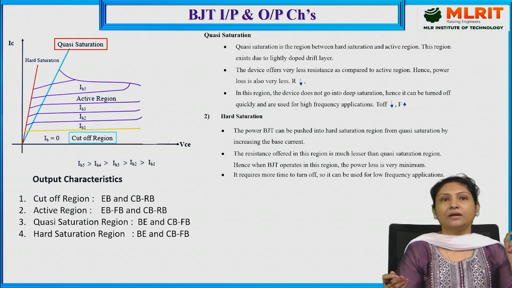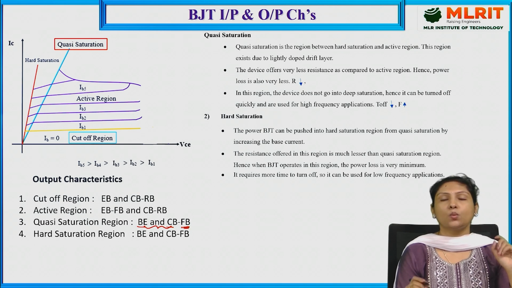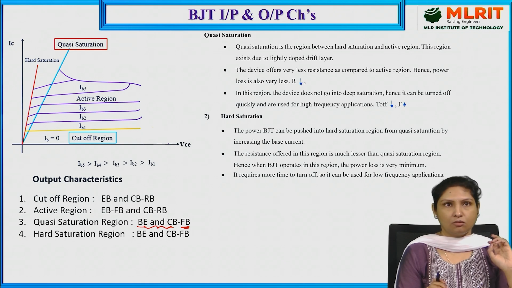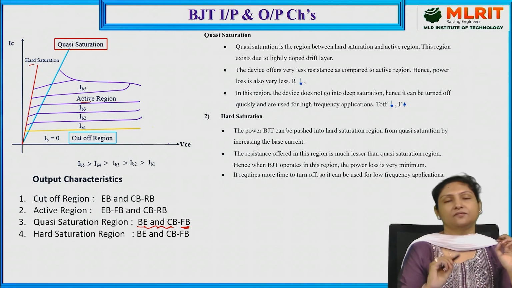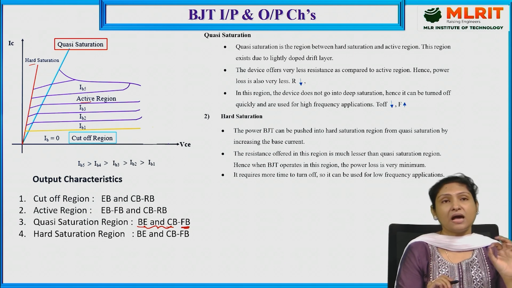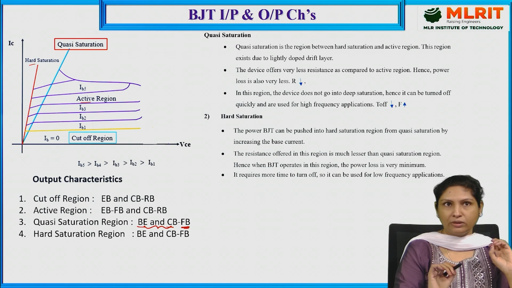When the emitter to base as well as collector to base regions are both made forward biased, in that case we can achieve this particular quasi-saturation mode. This mode lies in between hard saturation and the active region.